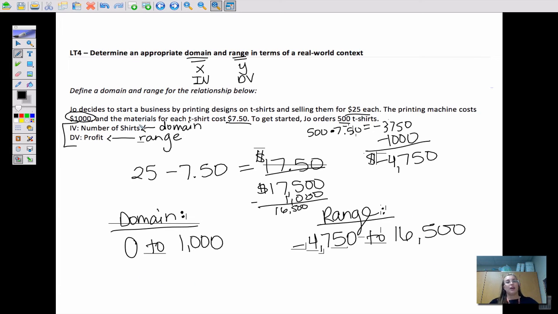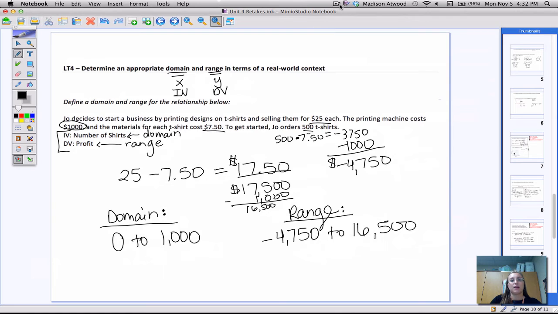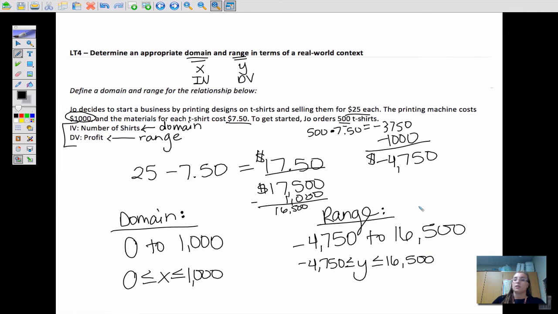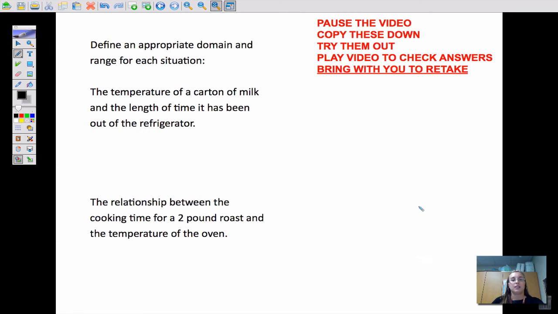Okay, and then also something that I expected of my students, and I'm not sure about Miss Olson and Mr. Graff, but I took off points if you did not write it as an inequality, because I talked about that several times in class. So my x goes from 0 to 1,000, and I use the inequality symbols for that. And my y goes all the way from negative 4,750 to positive 16,500. Okay? All right, go ahead and try it for this next problem.